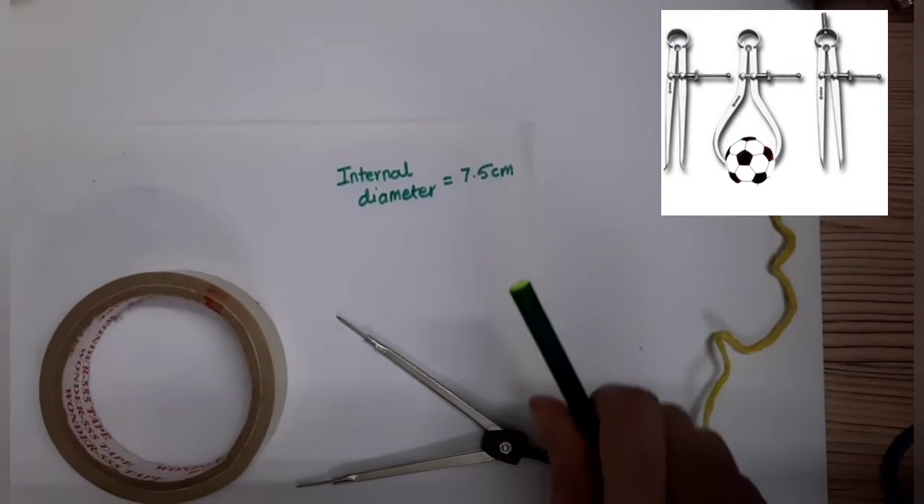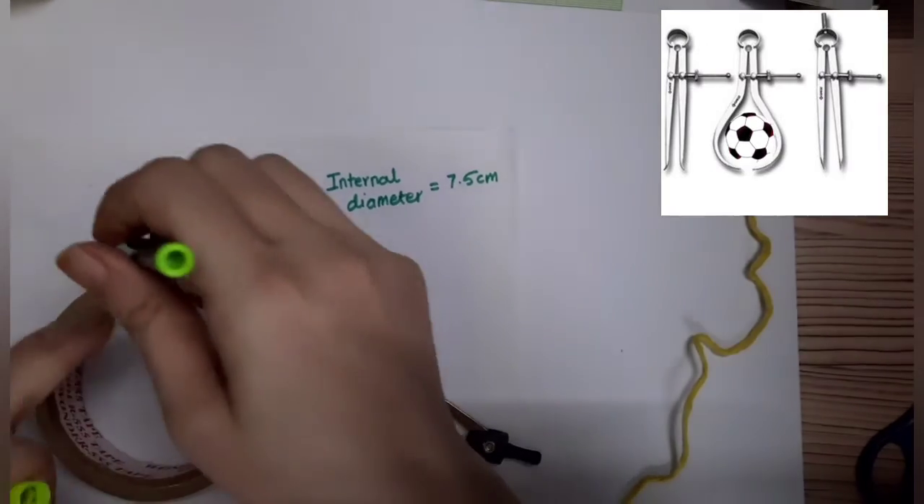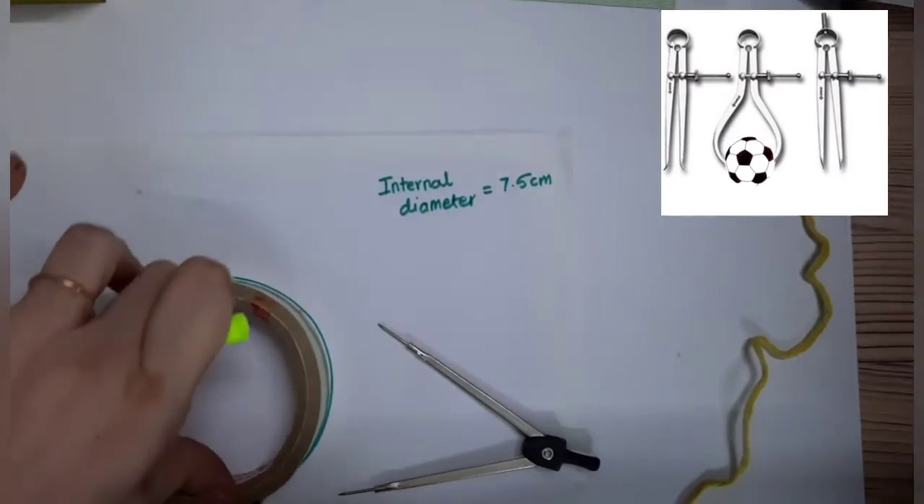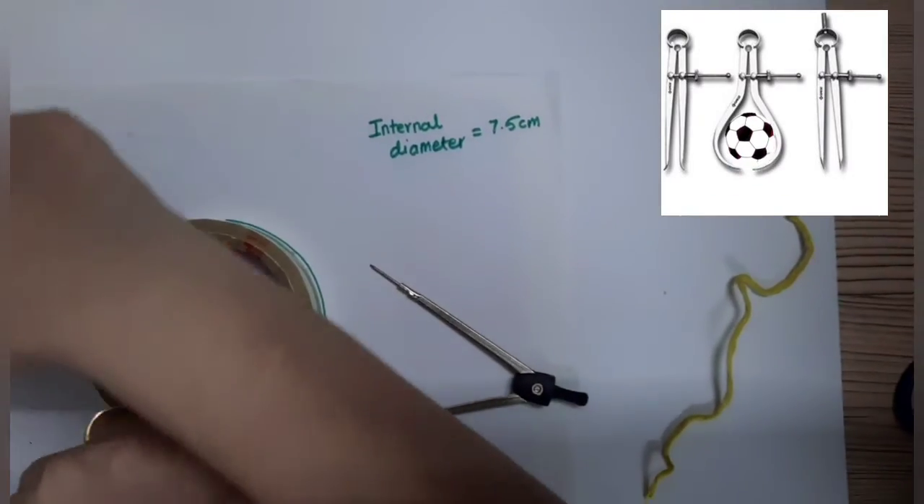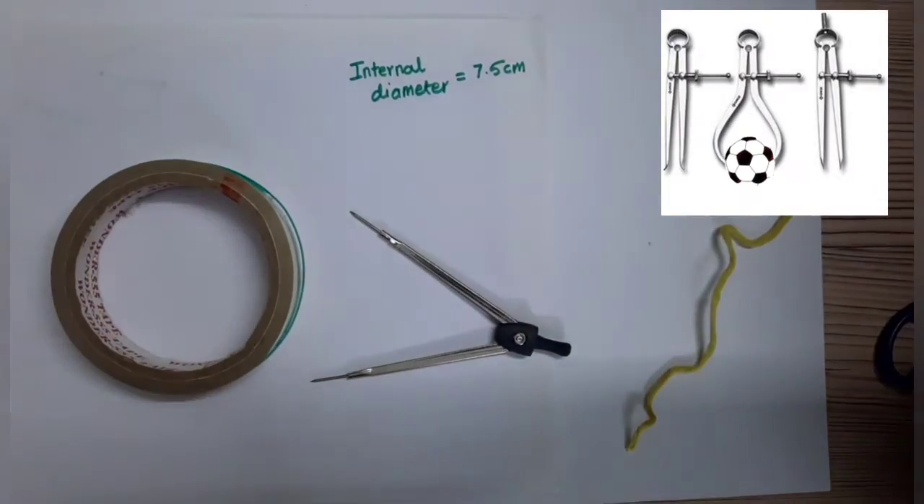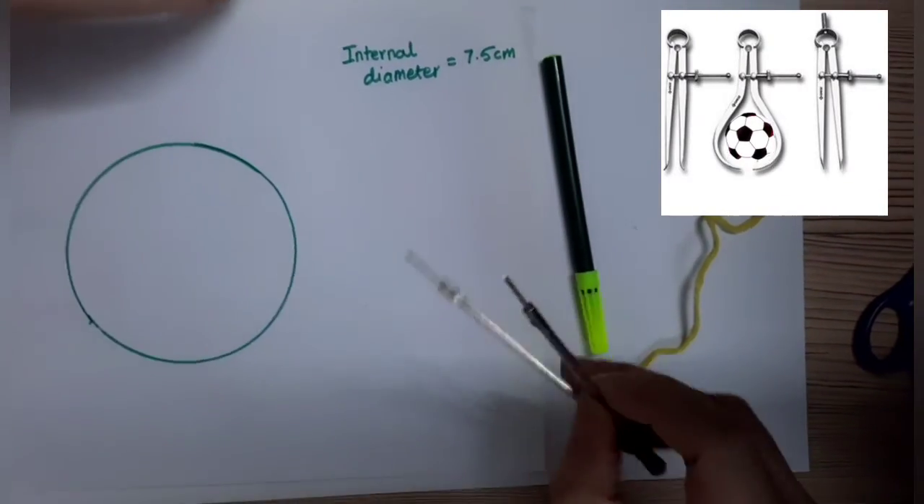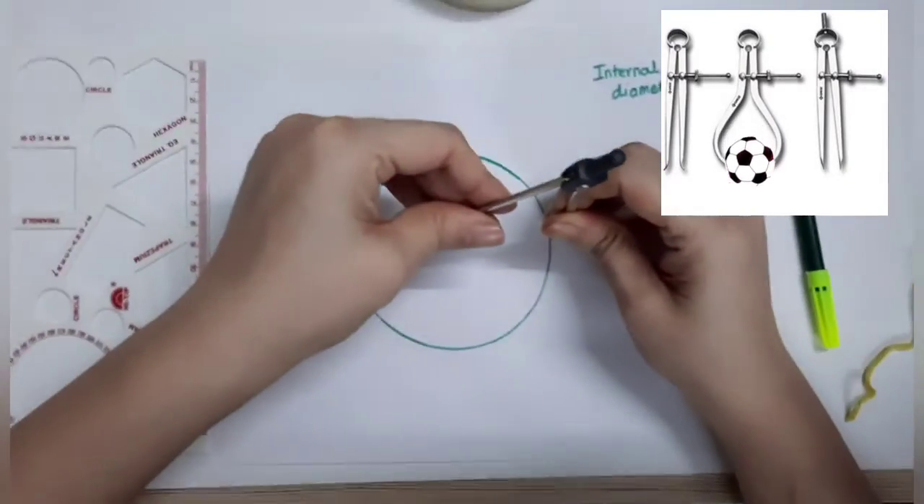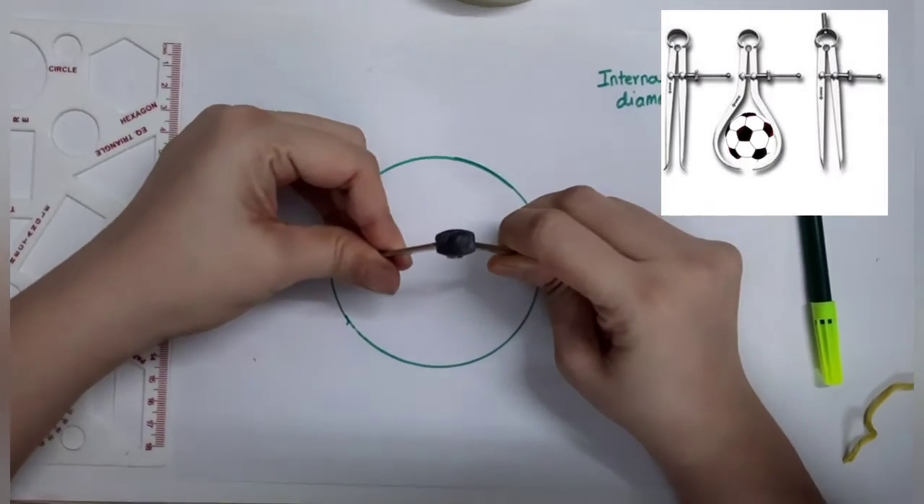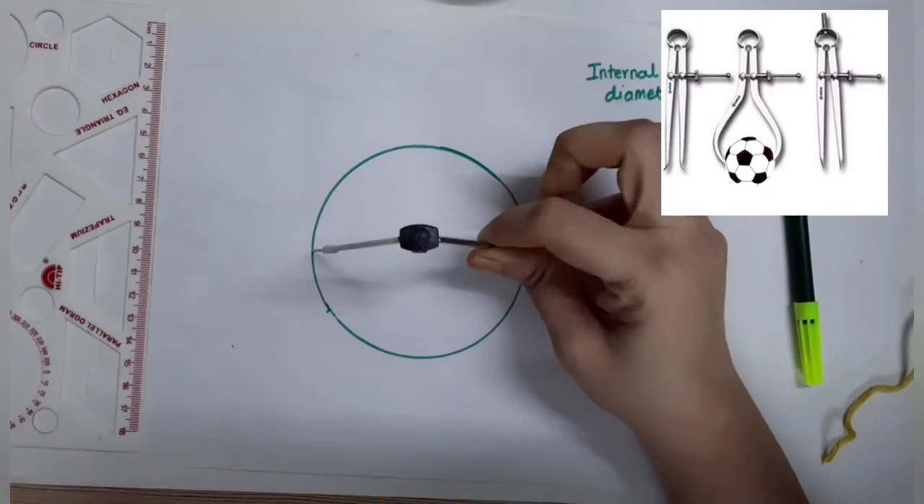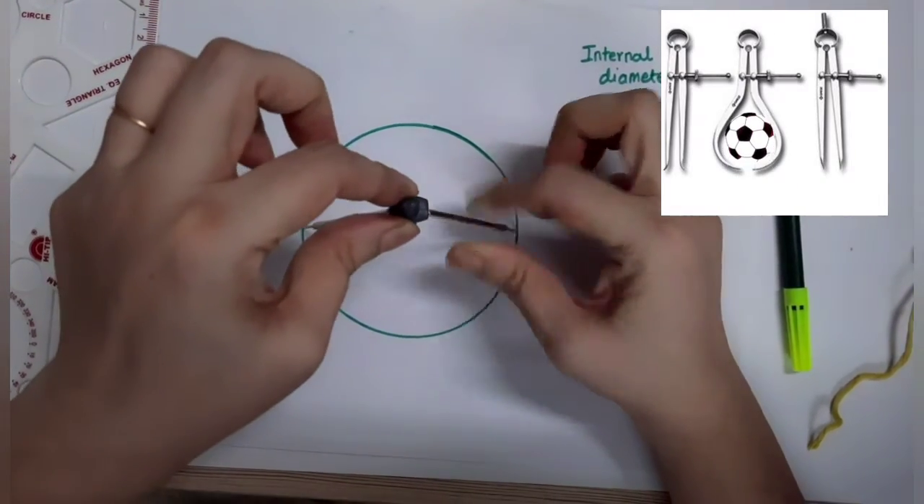Now next what will I do? I will draw an outline of the sphere. It is easier to do, so I am doing it. You can directly also do that, and measure the diameter using this caliper, or you can say divider.